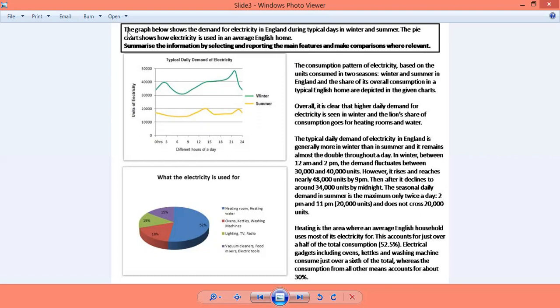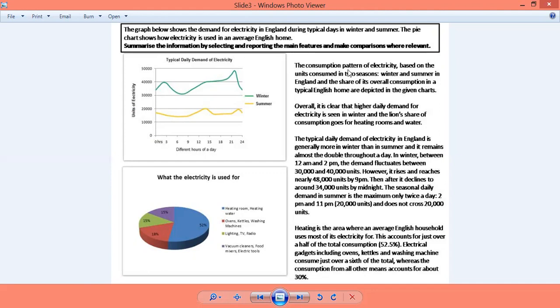आपका question क्या है? The graph below shows the demand for electricity in England during typical days in winter and summer. The pie chart shows how electricity is used in average English home. This is your question. और वही paraphrase करके, paraphrase मतलब using the synonyms or changing the order or doing both of the given sentence, but making sure that the meaning stays the same. That is paraphrasing. So the same thing is done over here.